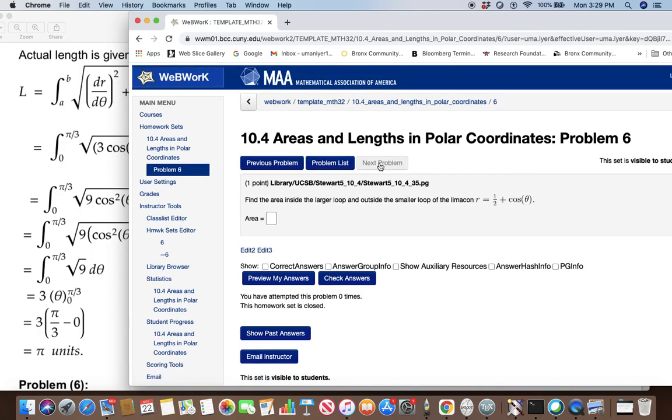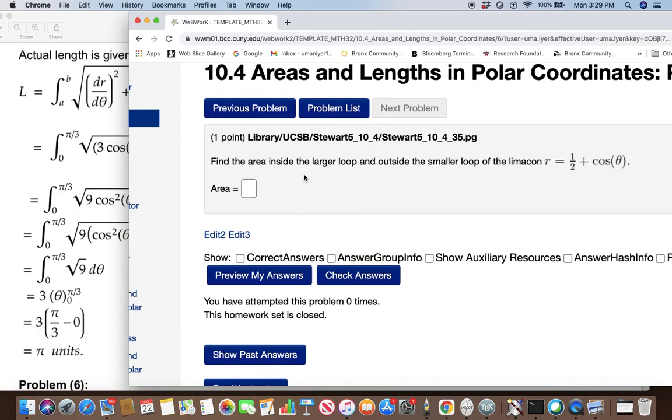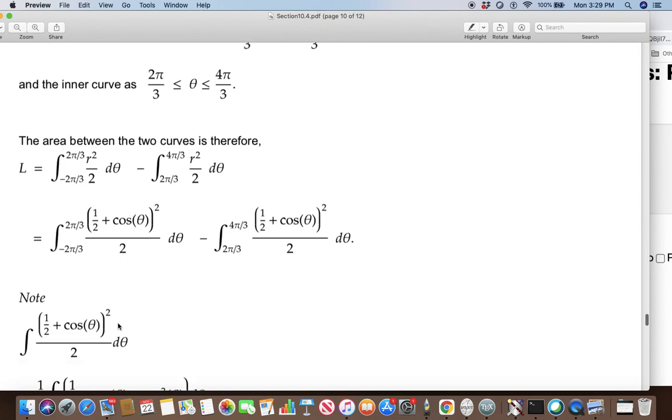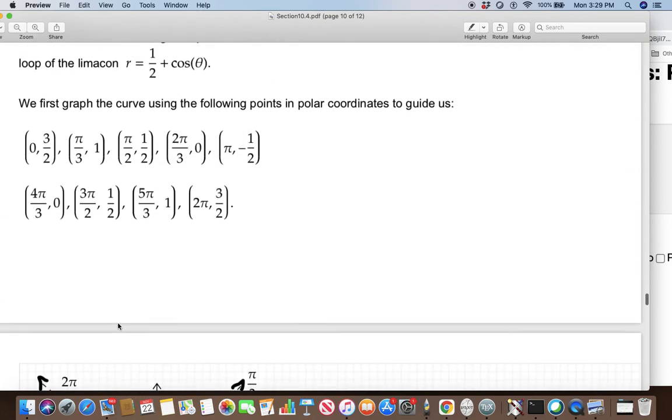Next problem. Find the area inside the larger loop and outside the smaller loop of r equals half plus cosine theta. Now this is a longish problem. Okay, so let's come to this in our next video.